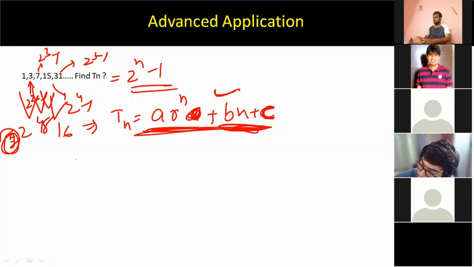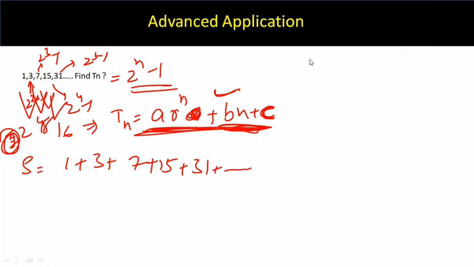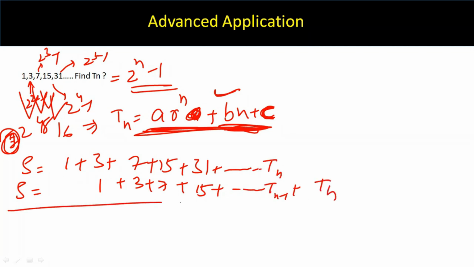Alternatively, method 3, which is a very interesting method: what is S? S is 1 plus 3 plus 7 plus 15 plus 31. I'm just giving you multiple methods so that you know different possibilities through which you can solve the question. Now you write this S again, but shift it by 1: 1 plus 3 plus 7 plus 15 plus so on. We have to find it till n terms, so this is Tn. This will be Tn minus 1 plus Tn.